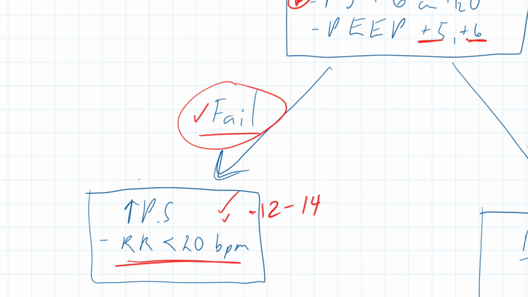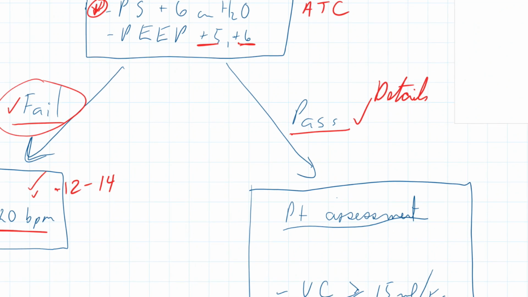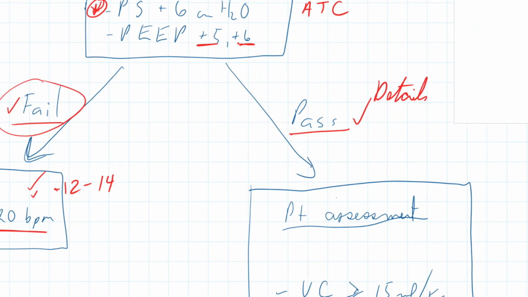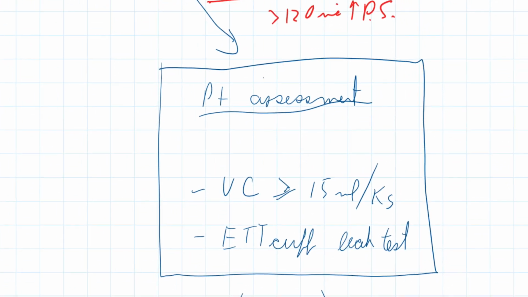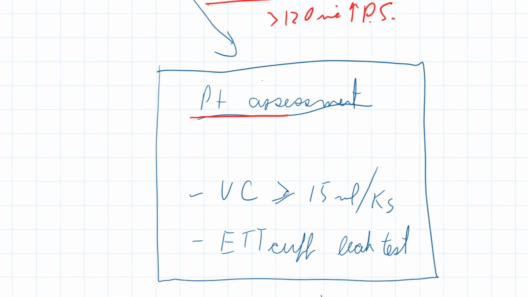So if we fail, we've got our decision-making tree. Now what about if they pass? If they pass and it's been a couple of hours, so greater than 120 minutes, you might put them back onto or increase their pressure support level to support them until we've made the decision whether or not we could extubate them. All right? But there's some more information we need if we're going to think about extubating that patient.